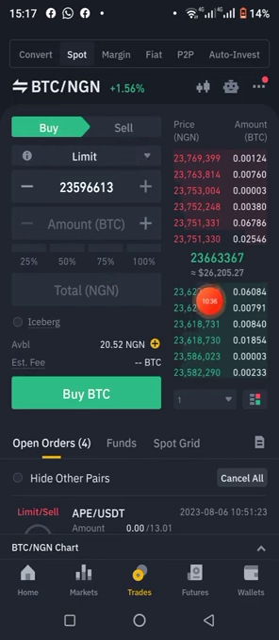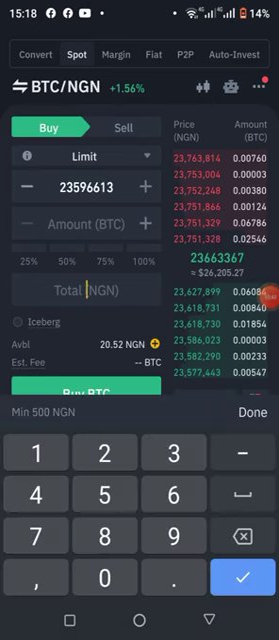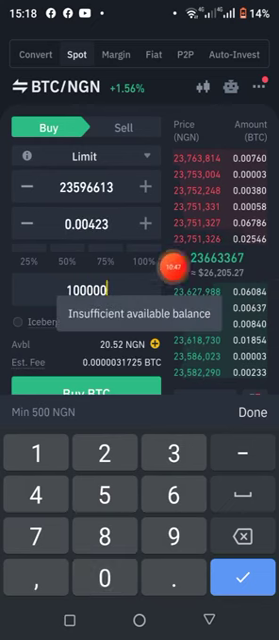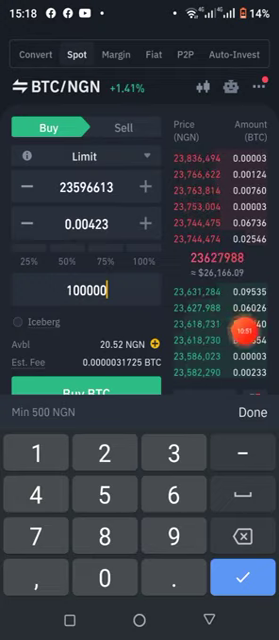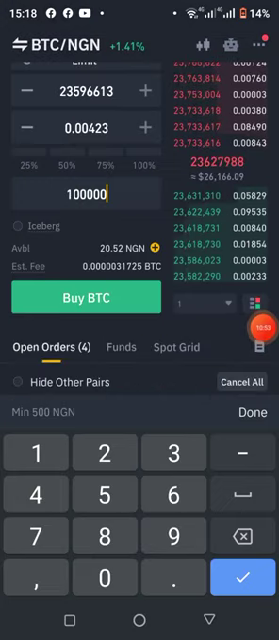So when you buy BTC, you just put your amount. You see, I have this my amount of naira, 20 naira, so you can just put the amount of naira, let's say 100,000. Then this is the amount of BTC they'll be giving you, but you see I have insufficient funds for that now. So after you have bought, the BTC will be credited to your wallet.